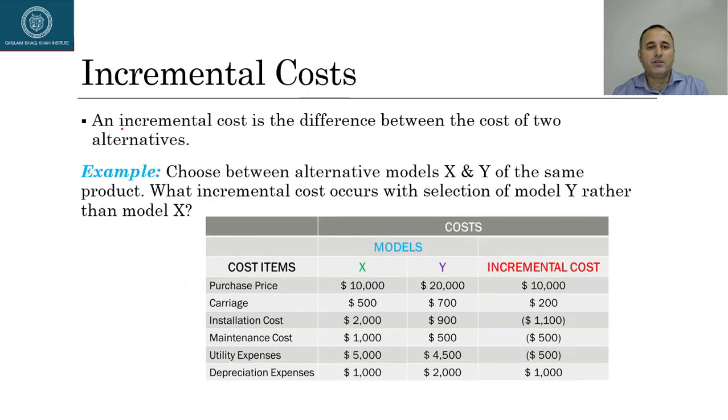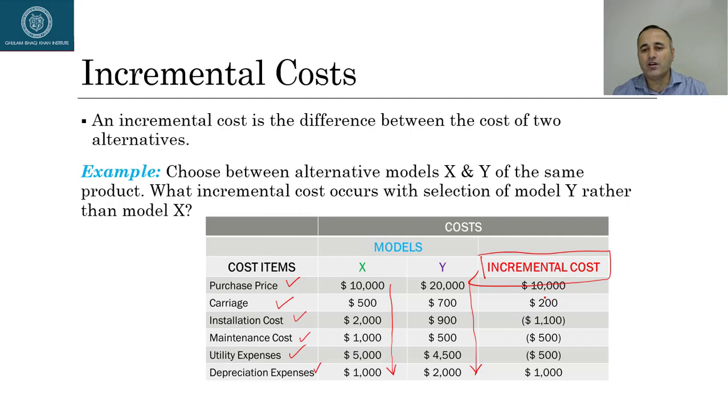Incremental costs. An incremental cost is the difference between the cost of two alternatives. So suppose you're considering buying two different machineries. Of course, there is a purchase price, carriage, installation cost, maintenance cost, utility expenses, depreciation expenses. One of the machines will be, let's say, more energy efficient compared to the other one. If you plot all individual expenses of project X and project Y, the difference between these two is called incremental costs. For example, project Y will cost me $10,000 more in purchase price. So that's the incremental cost of purchase.